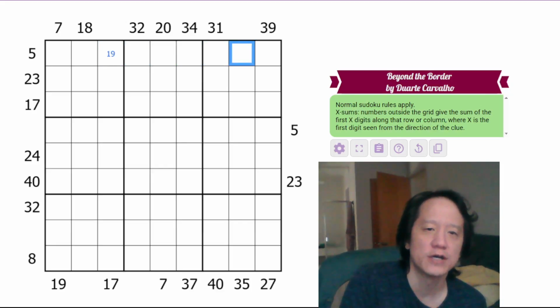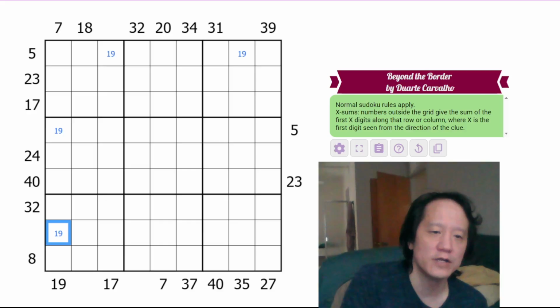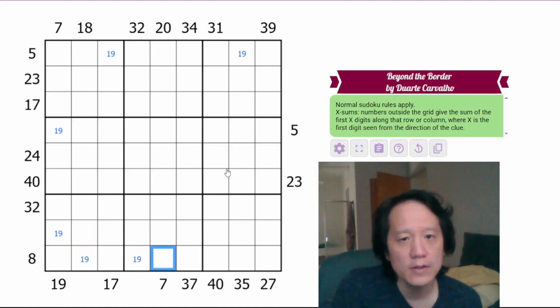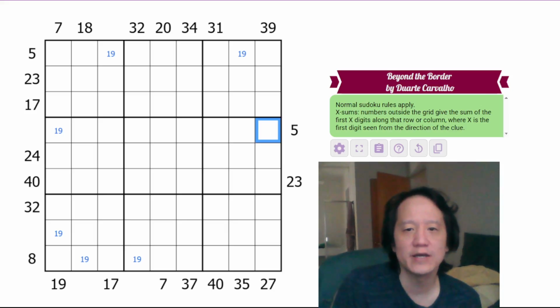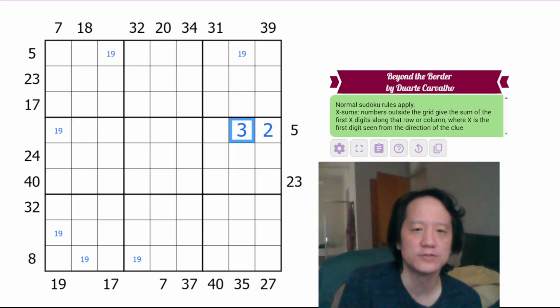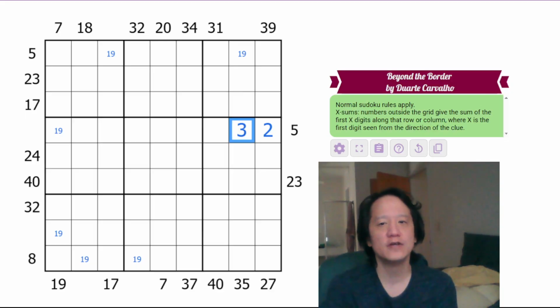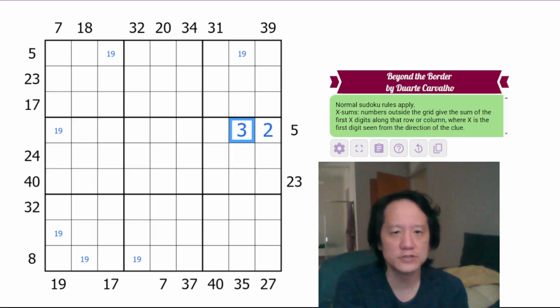So this is 1 or 9, this is 1 or 9, this is 1 or 9, 1 or 9 here, 1 or 9 here, 1 or 9 here. So those are guaranteed. Here in row 4, these digits must sum to 5. And we cannot have a 1 here because that only adds up to 1. So this has to be 2. And then this is 3, because you can't have 3 unique digits ever sum up to 5 in normal Sudoku rules. So this is 2 and 3.